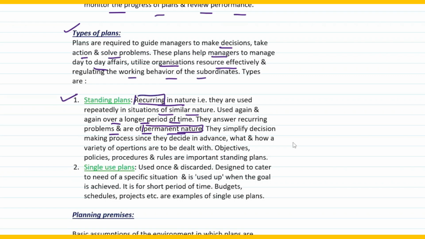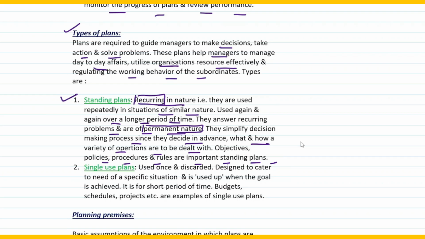They simplify the decision making process since they decide in advance what and how a variety of operations are to be dealt with. Objectives, policies, procedures and rules are important standing plans. So what are the different types of standing plans that you have? The policies, the procedures, the rules are a perfect example of standing plans because they are recurring and permanent in nature, right?